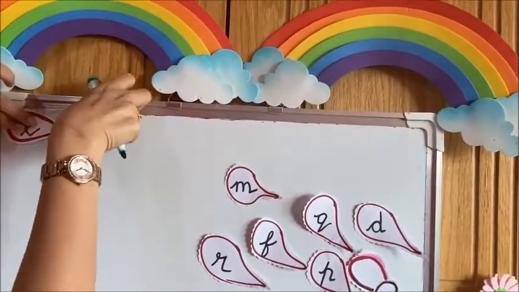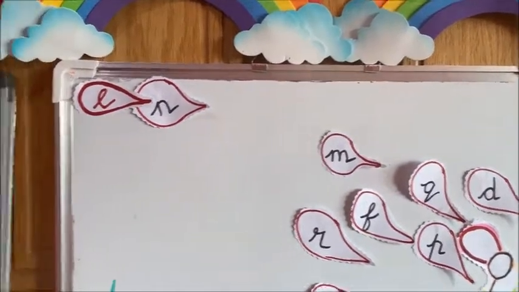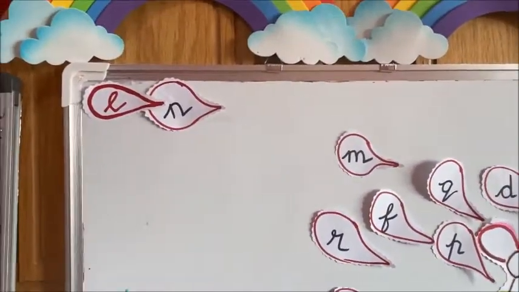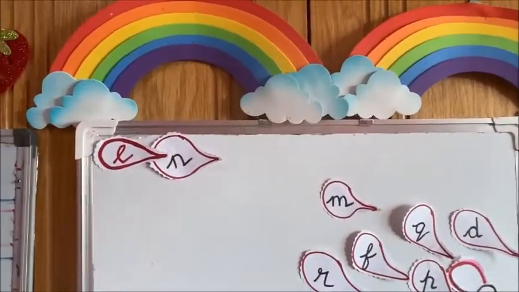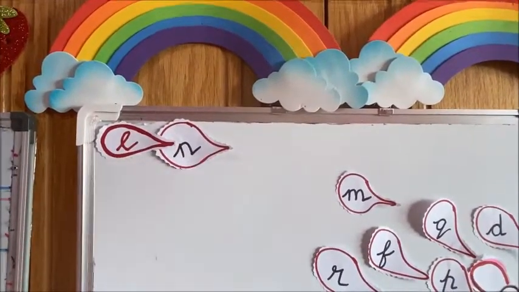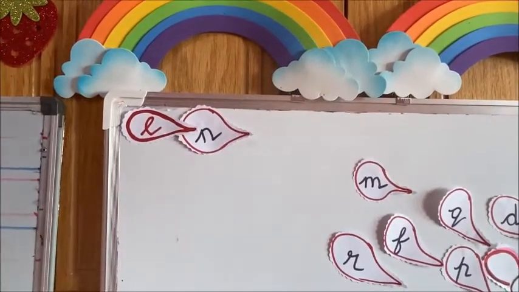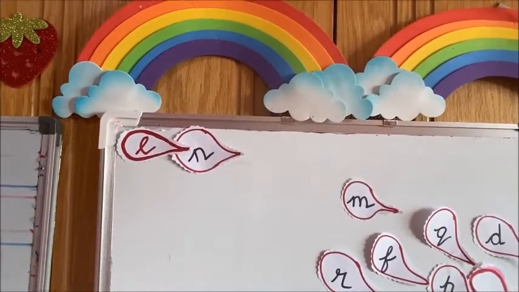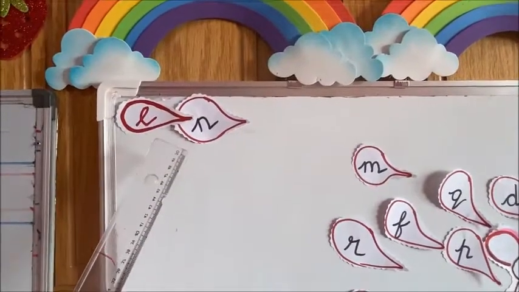Now see what is the family name. E and N, N family. What is it, children? N family. E and N, that is E, na, N. Now you repeat after me, children. E, na, N. Again, E, na, N. Are you keeping your pointer finger? E, na, N. All right. Now this N, this is a family.